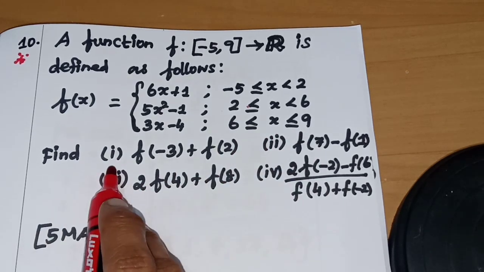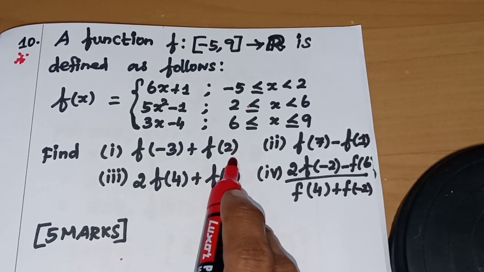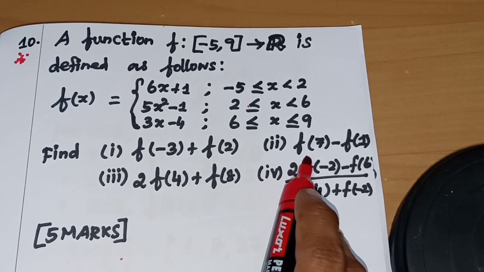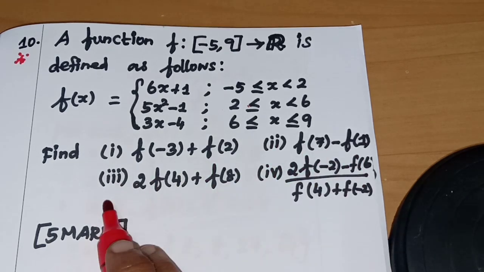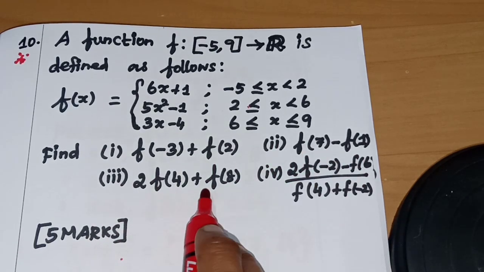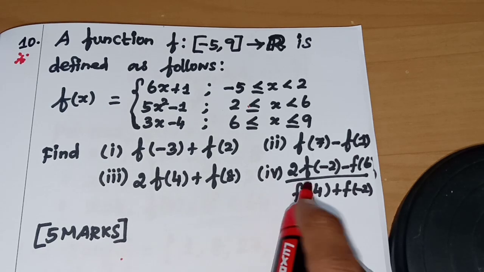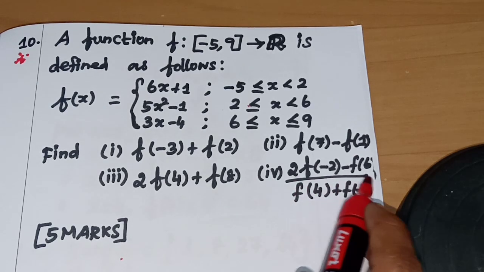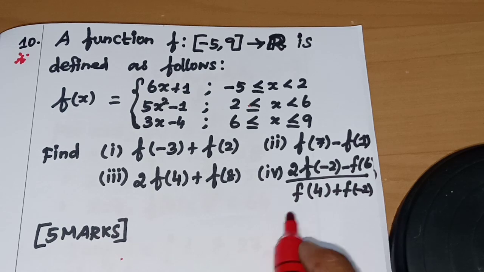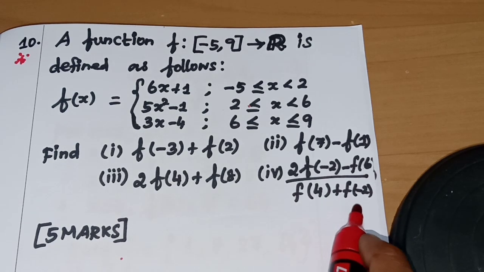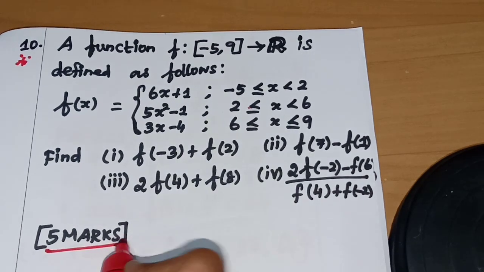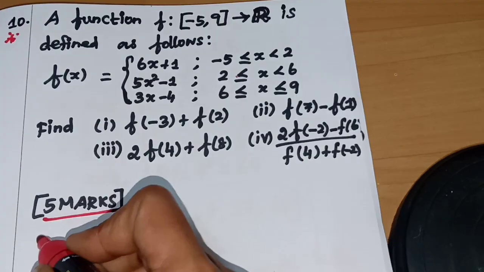Find first subdivision f of minus 3 plus f of 2. Second subdivision f of 7 minus f of 1. Third subdivision 2 into f of 4 plus f of 8. Fourth subdivision 2 into f of minus 2 minus f of 6 whole divided by f of 4 plus f of minus 2. This is a very important 5 mark question. Solution.